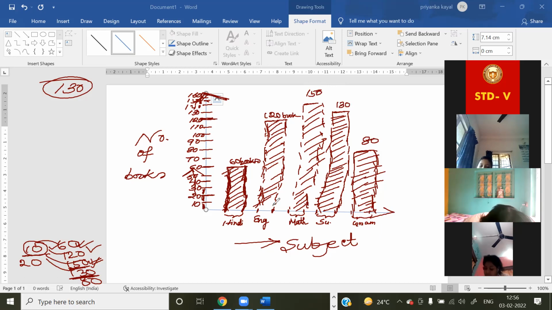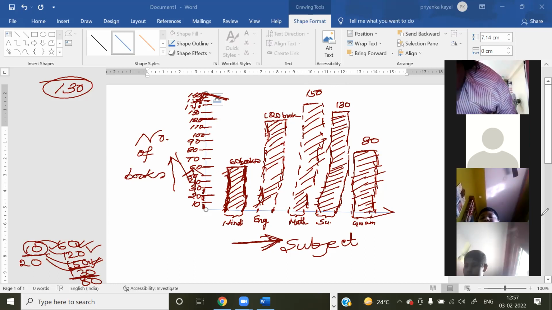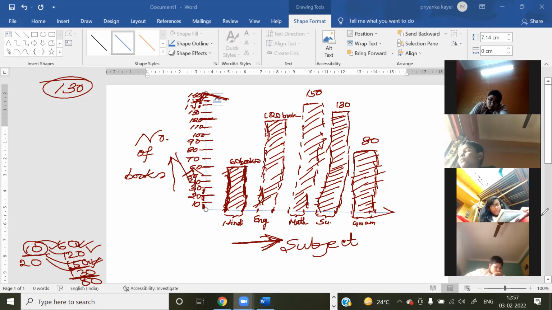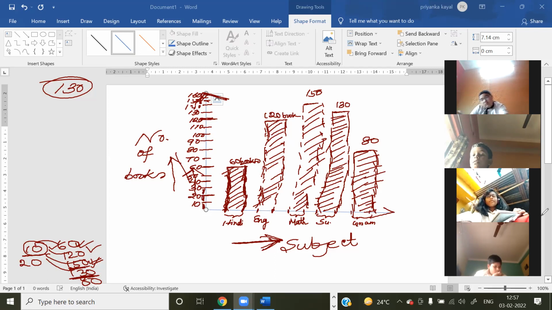Ma'am, 120, 150. Okay. Acha, number of books, here you will have to draw this vertical arrow line, and here you will have to draw this horizontal arrow line. Okay. 150. So all the students understood, everybody? Yes, ma'am. Sneha, Shuhana, understood? Yes, ma'am. Acha, okay. 130, 80. Understood.